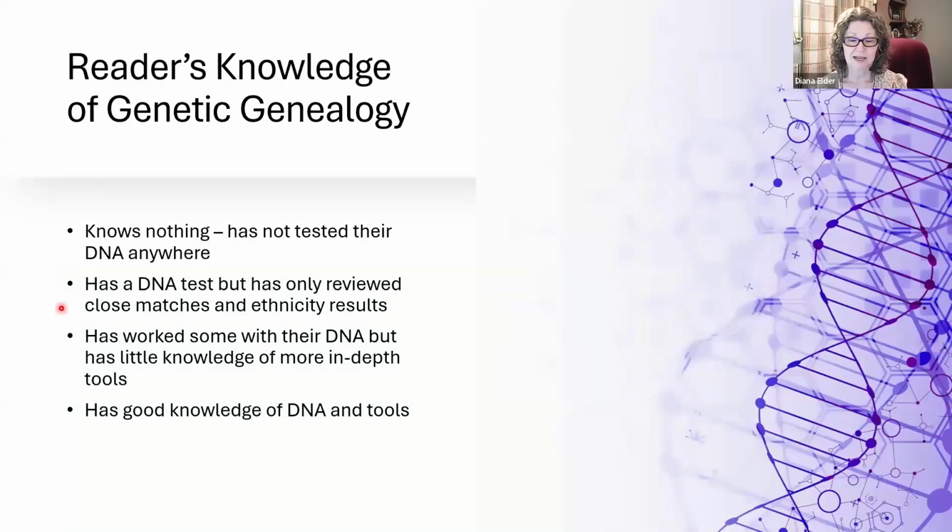Now, some people might have taken a test, and a lot of people do this because it's so fun to get those ethnicity results. And maybe they have actually even worked a little bit with their DNA and they know some of the tools, and maybe they are pretty good researchers and they've done a lot of research and they would just understand what you're talking about. But because our reports may be going to someone that knows nothing, when you write your report, often we'll anonymize it and put it out there for other cousins or other people researching the same lines, and we never can assume that they have that good knowledge.